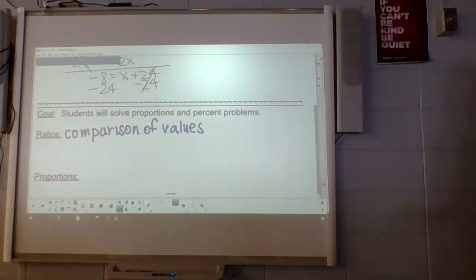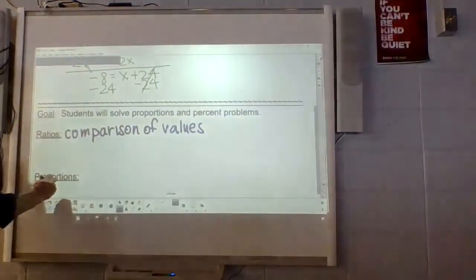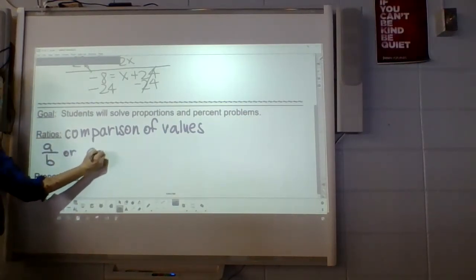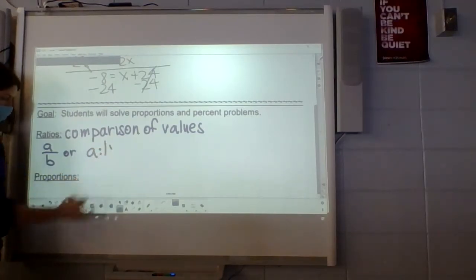Like when you got your test back and it had a number over the top of another number, that was a comparison of values. That was the number of points you earned versus total points. That's a ratio. So we can see it as, I'm just going to write it with variables, like A over B, or you can write it as A to B.